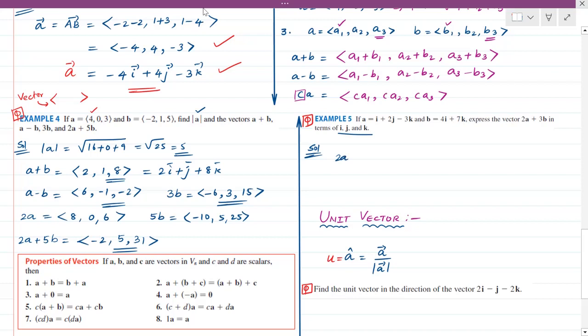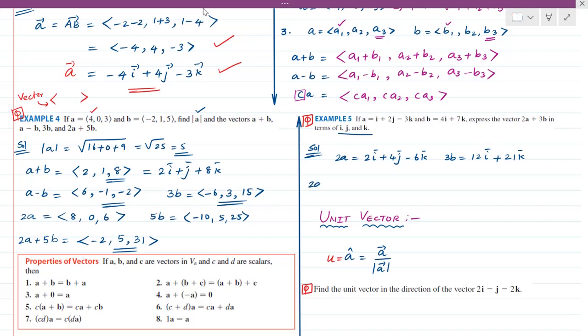What is 2A? 2A means 2i plus 4j minus 6k. So we multiply the scalar 2 with the vector A. Now 3B. What is 3B? It is 12i plus 21k. So this is the B vector.